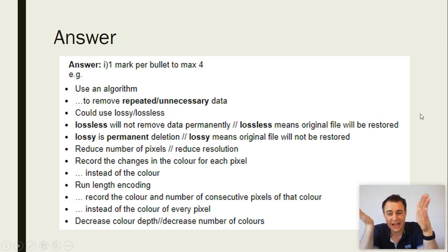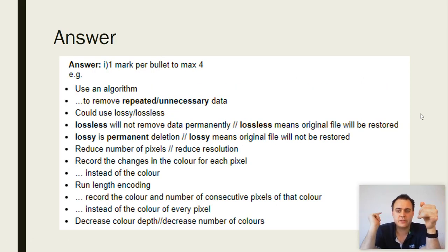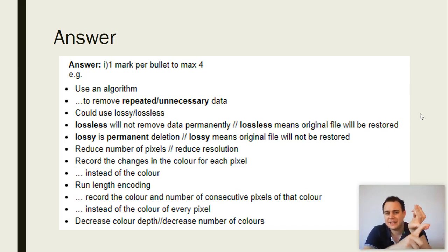Okay, so here's the answer. Now, I want to start getting you into this early on: how OCR mark papers. Basically, you get a mark per bullet point if you said various bits and bobs. So you get a mark for saying use an algorithm, and then to remove unnecessary data or repeated data.